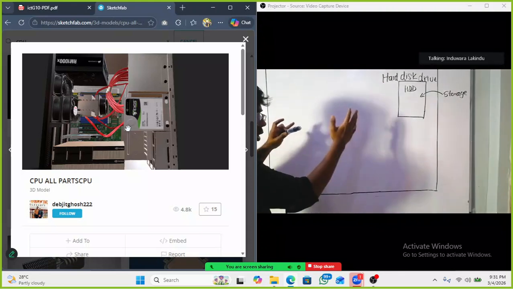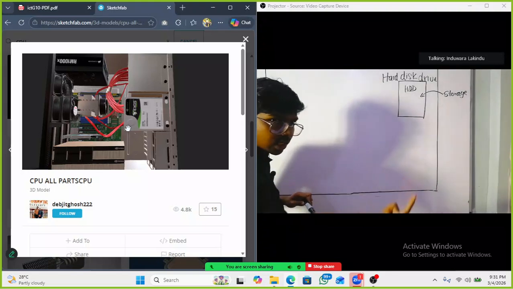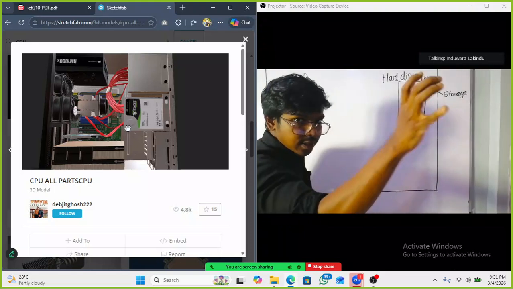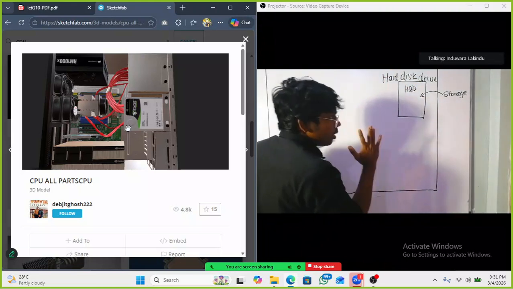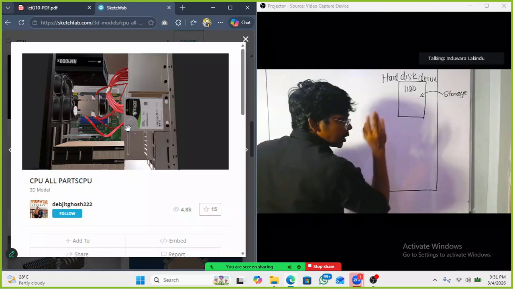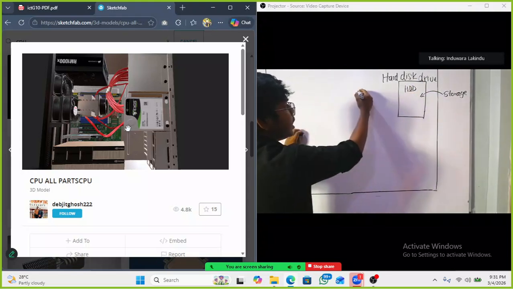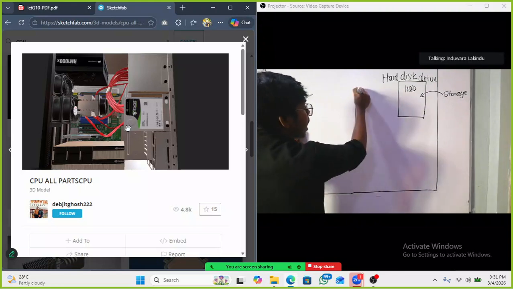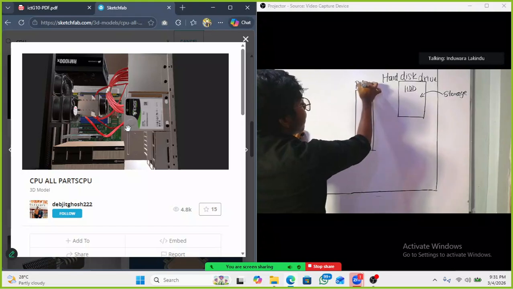When you turn on the computer, there are some steps happening, POST and BIOS activation, and I will teach those parts in the OS lesson. Those things are in the OS lesson. For your knowledge, for this lesson, when you are powering on the CPU, the content inside the hard disk will load into RAM.